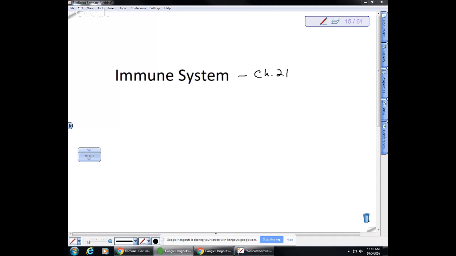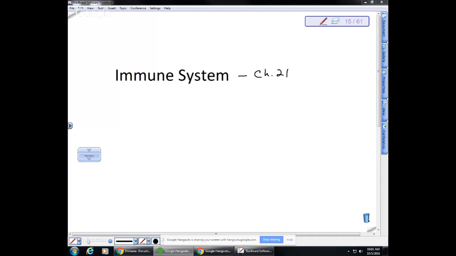So the immune system is chapter 21, it's right after the lymphatic system, and you probably realize that they're interrelated because, for example, the thymus is a gland that is part of the lymphatic system and the immune system, because that is where T cells originate, where they're produced. And then we also have the lymph nodes where lots of different white blood cells reside, and where they are able to fight any potential infection.